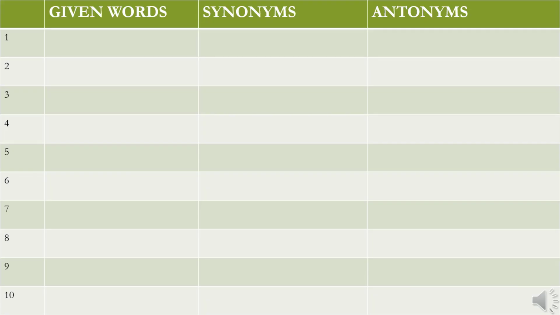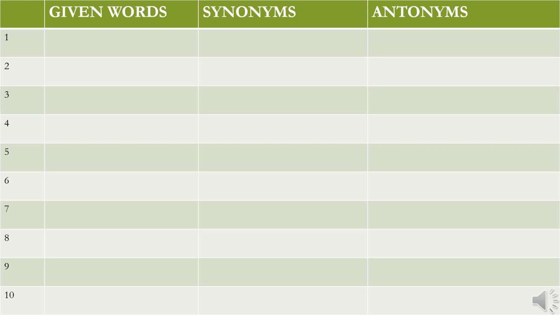Now it's time to focus on the exam style question. In your exam, a passage will be given and you'll have to change the bold words according to the instruction. 10 words will be there, altogether 5 marks for this item.